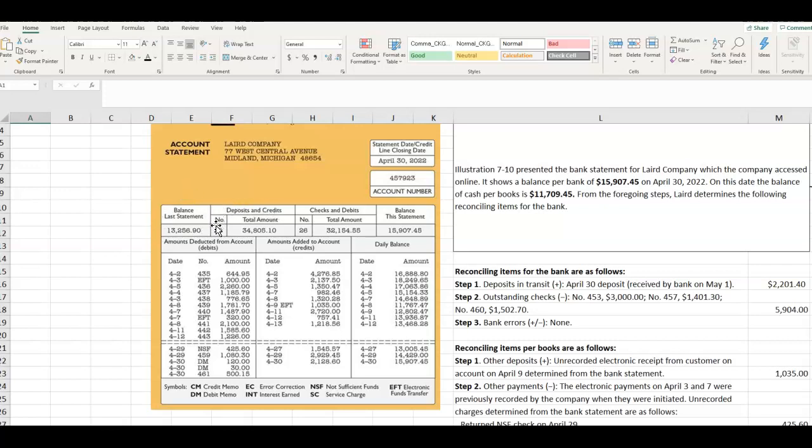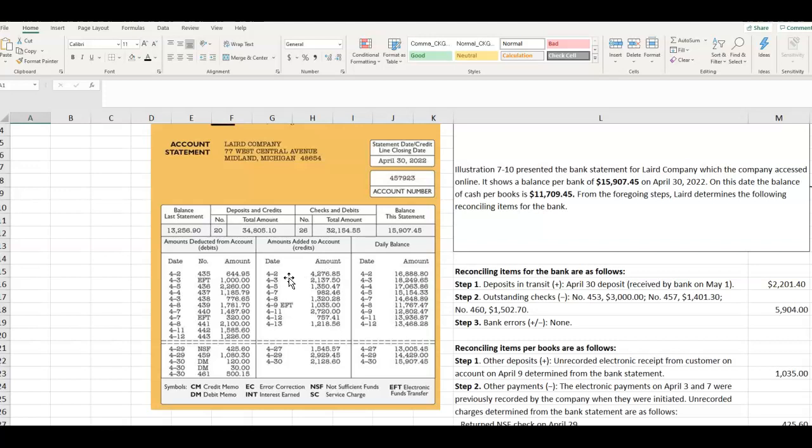Any deposits would be credits in the bank's eyes, because the bank sees our account as a liability to them. So a deposit for us would be a credit. It increases our account, our liability account to them. All the checks and any other debits would be here, and the balance would be figured out. Add the last balance plus the deposits minus the checks equals the ending balance this time.